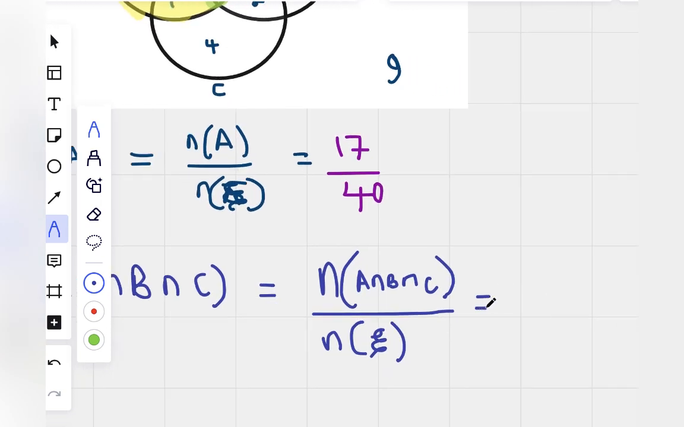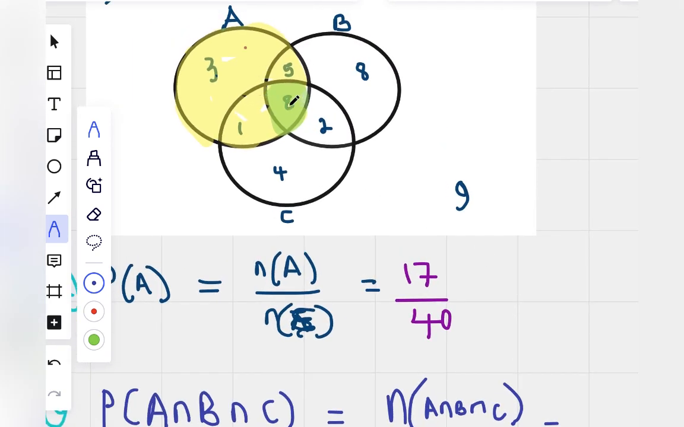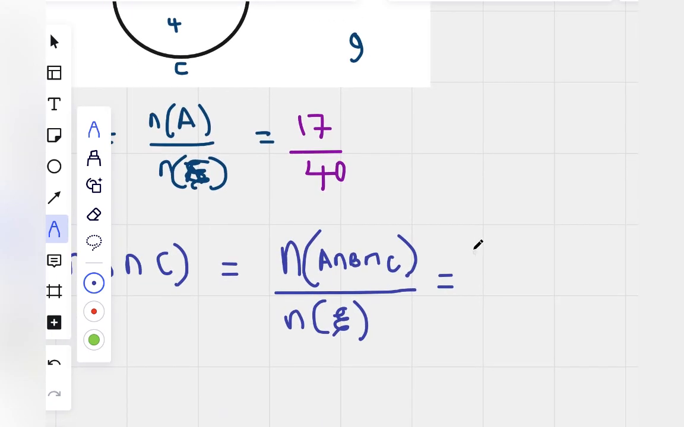Okay? So once that is given, we simply define our answer to be the number of elements in the whole three intersect. The number of elements in the three intersection is 8. So this is 8 divided by the total number of elements, which is 8 over 40.